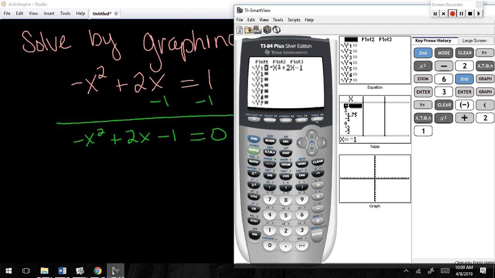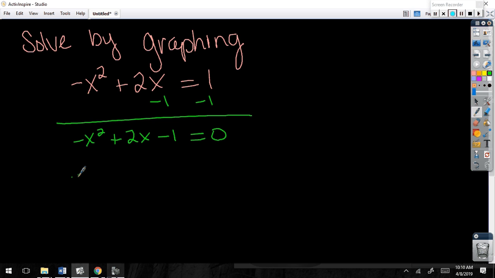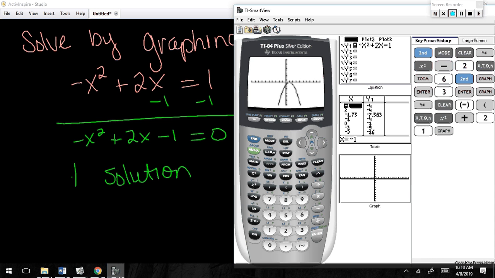All right, let's graph it and look at it. Look at your graph and tell me how many solutions you have. One solution, only one, right? So I'm looking for one solution. So let's estimate, let's look. What does it look like it might be? Looks like it might be positive 1, right?